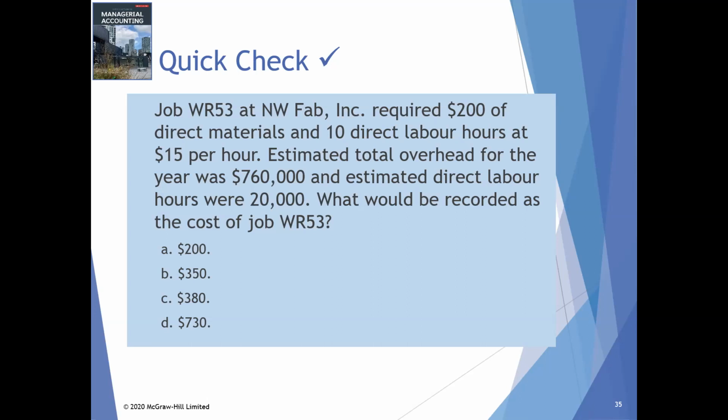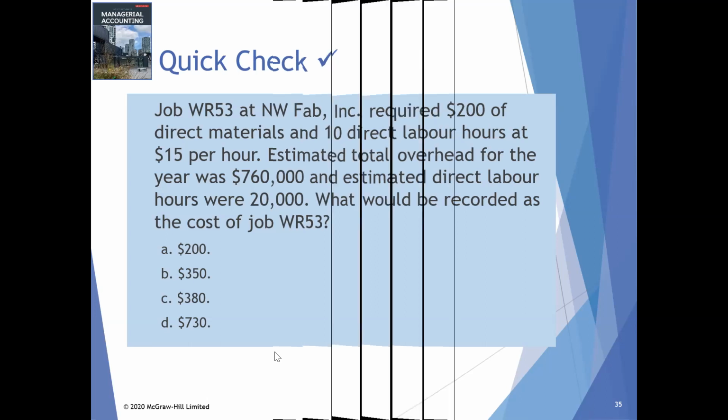Now the number of hours will become the base for the overheads. The estimated total overhead for the year is $760,000, divided by estimated labor hours 20,000. Overhead cost means some electricity expenditure, some glue, or something like taxes, building tax, property tax. All of these together are known as overheads, apart from the direct labor and direct material. That comes to $38 per hour. Number of hours were 10, so 380 plus 200 plus 150 is the total cost, 730.